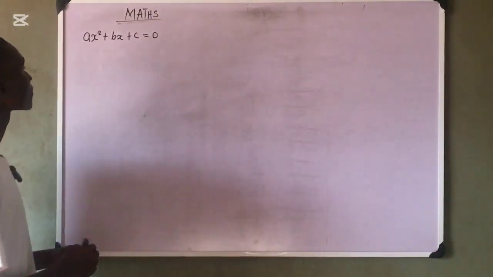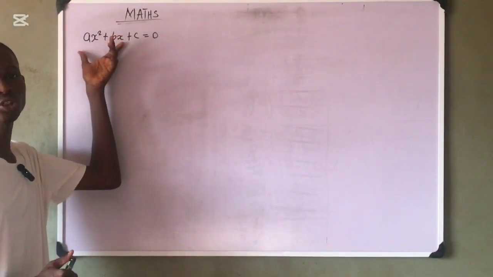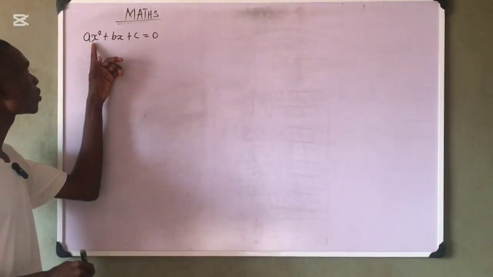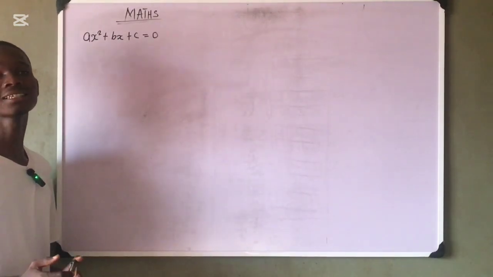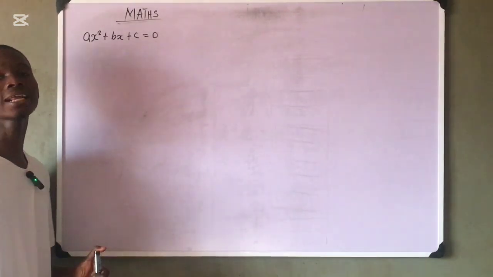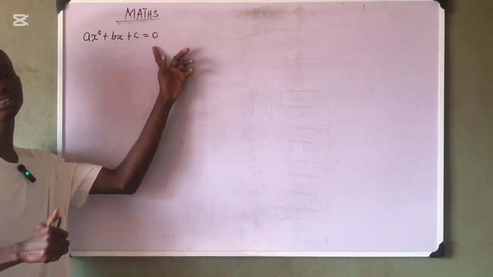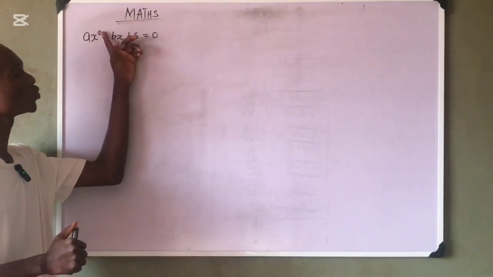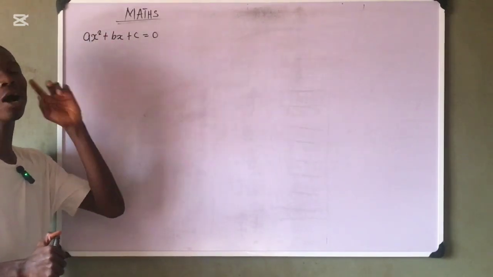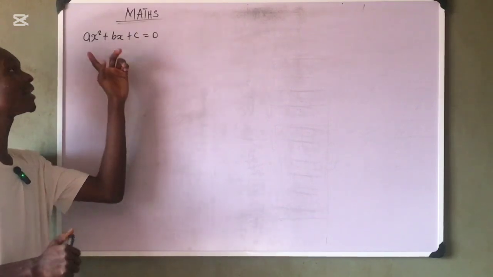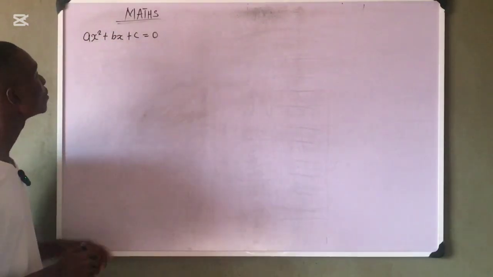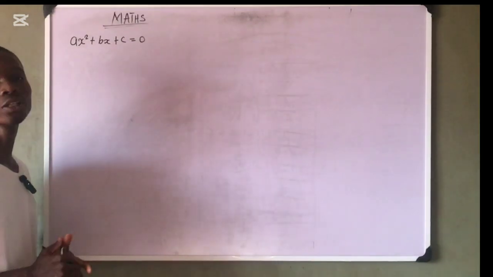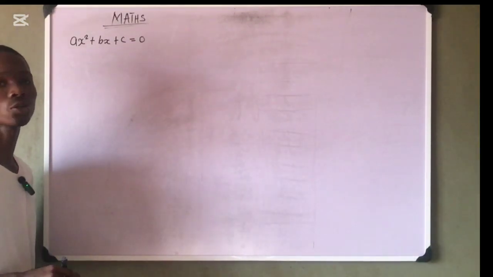So from here, this is a quadratic equation. The reason is that the variable x has the highest degree, or highest power, in this form, which is 2. The highest power of x is 2, and that's what makes it a quadratic equation. So now, solving with the completing the square method.